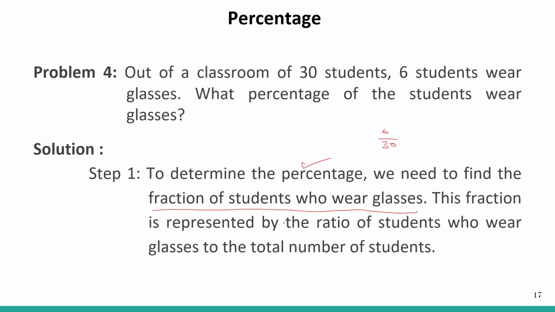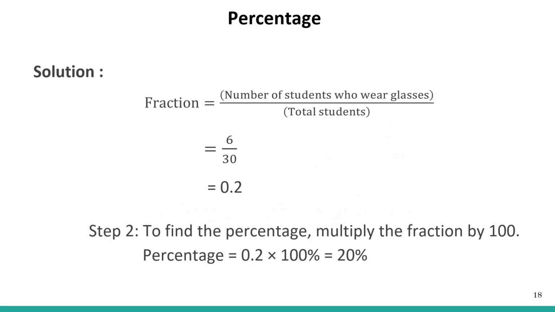So the fraction is represented by the ratio of students who wear glasses to the total number of students. So this much amount of students wear glasses and this much amount of students are there in the class. So fraction is equal to number of students who wear glasses by total students. That will be 6 by 30, that is 0.2.